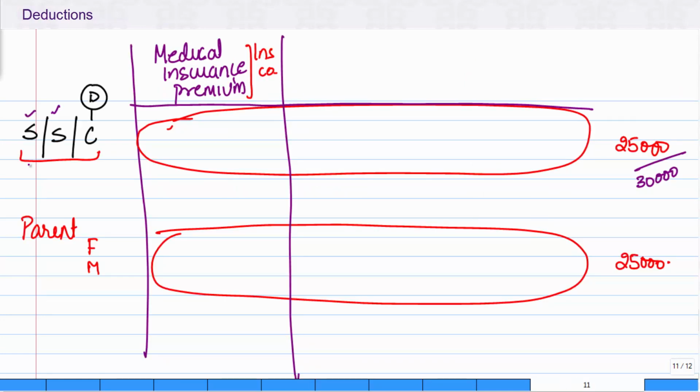Now, if none of these are senior citizens, then the limit becomes 25. But if either of the parents are senior citizens or both are senior citizens, then again the same rule, the limit goes to 30,000.